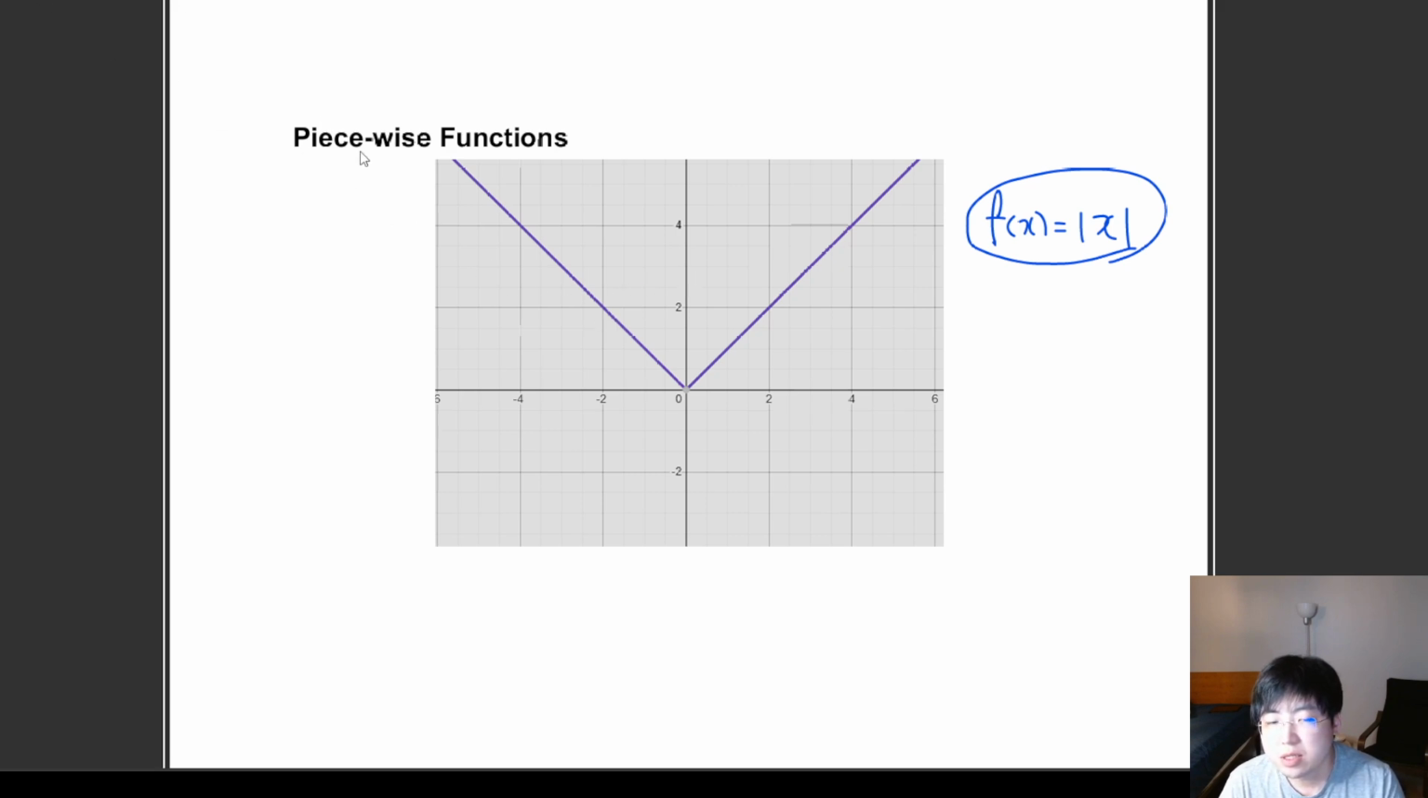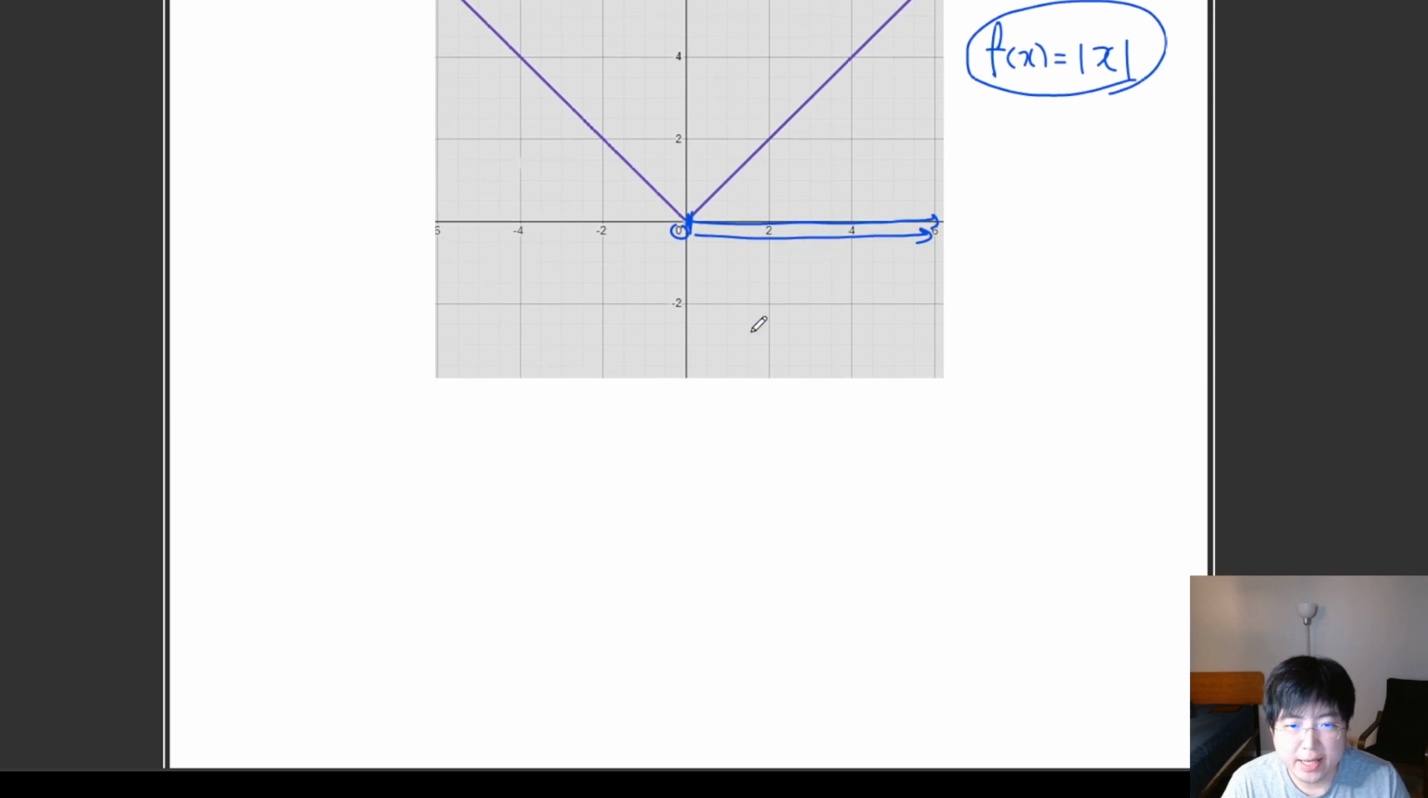Then from the center middle point to the right is where x is 0 or greater, right? So this portion I can name as x is greater than or equal to 0, okay? Then this left half, I can call this portion where x is less than 0.